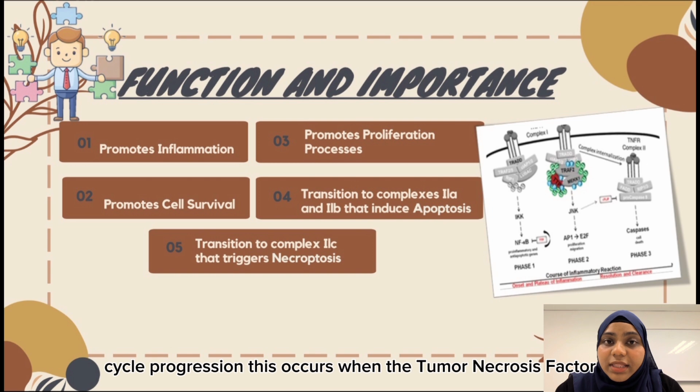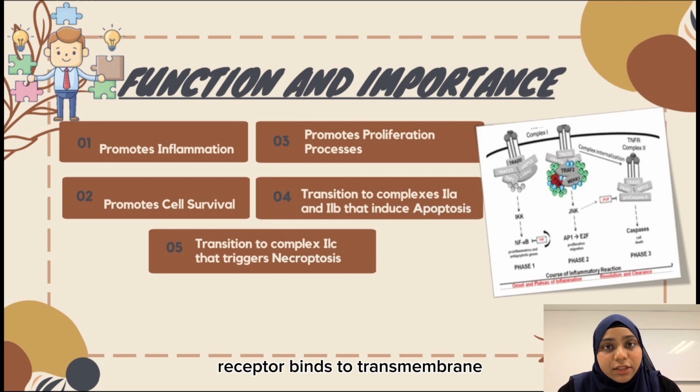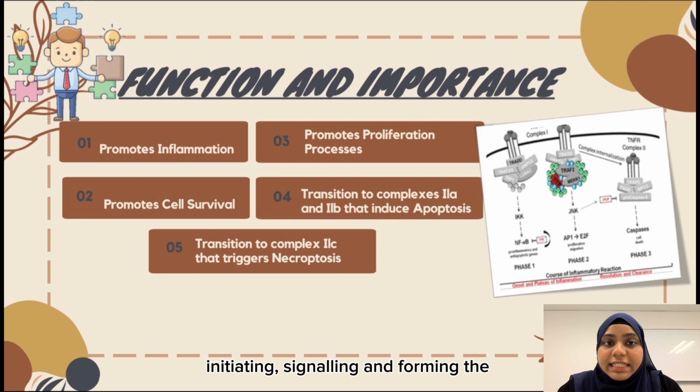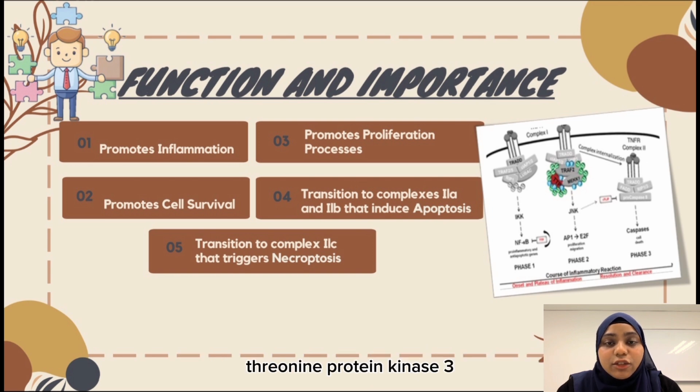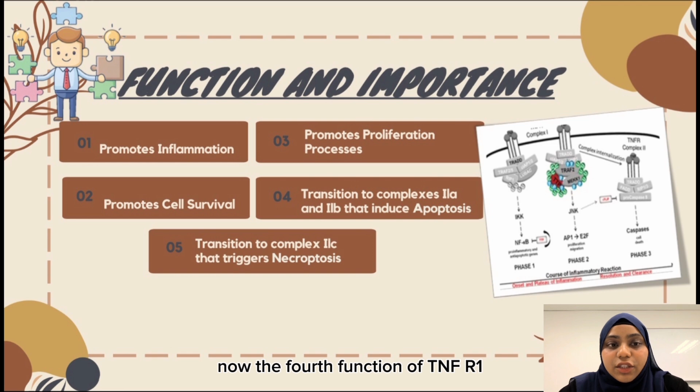This occurs when the tumor necrosis factor receptor binds to transmembrane tumor necrosis factor (TMTNF), initiating signaling and forming the TNF-TNFR1 complexes. Complexes IIA and IIB can induce classical apoptosis, with caspase 8 as the main executioner. Meanwhile, complex IIC drives necroptosis via receptor interacting serine/threonine protein kinase 3. Now, the fourth function of TNFR1 is the transition to complexes IIA and IIB, which induce apoptosis.